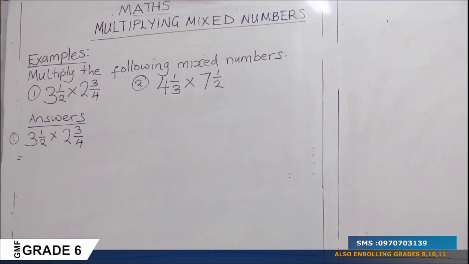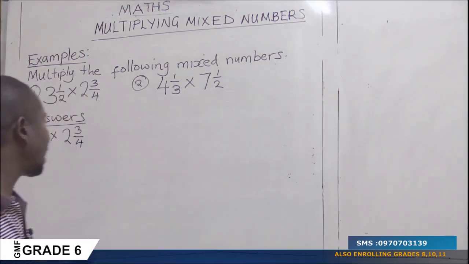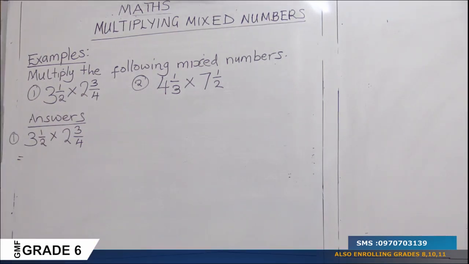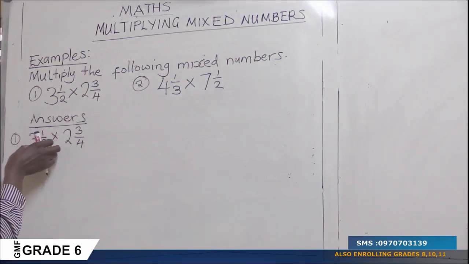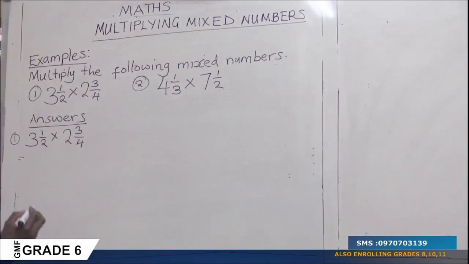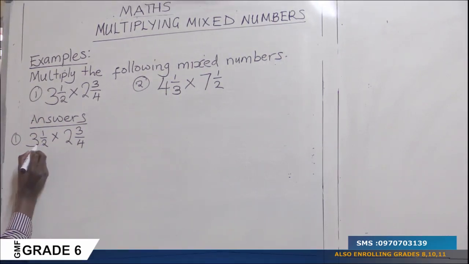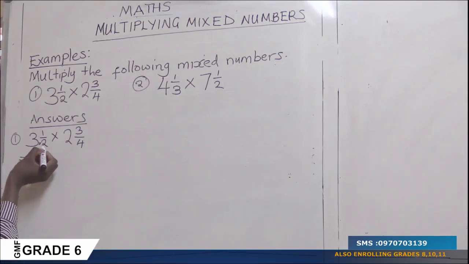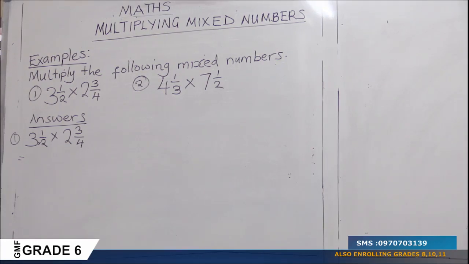Boys and girls, it is important for you to understand that you cannot multiply the mixed numbers the way they are. So what are you going to do? You are going to change these mixed numbers into improper fractions. You ask yourself, 2 times 3. What we are doing is multiplying there. 2 times 3, the answer is 6.